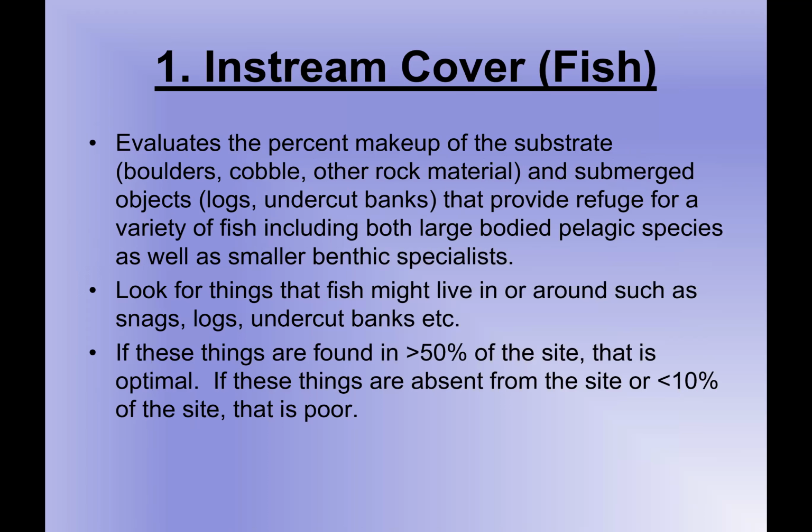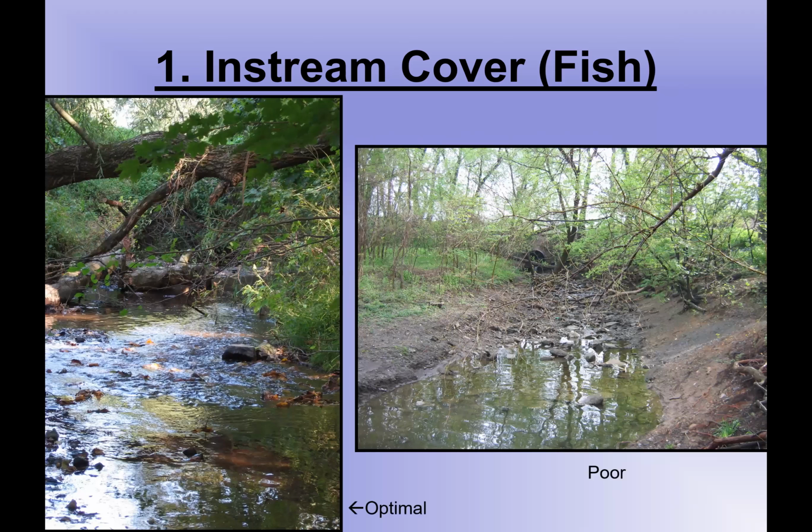You're looking at the percent makeup of the substrate, how many boulders, cobble, other rock materials, and submerged logs you might have that provide refuge for a fish or larger species or even benthic macroinvertebrates. We're looking for things that fish might live in or around, such as snags, logs, undercut banks. Any fisherman knows those are the best places to go fishing. If these things are found in 50% of the site, that's optimal. If these things are absent from the site or less than 10%, then the site is probably poor.